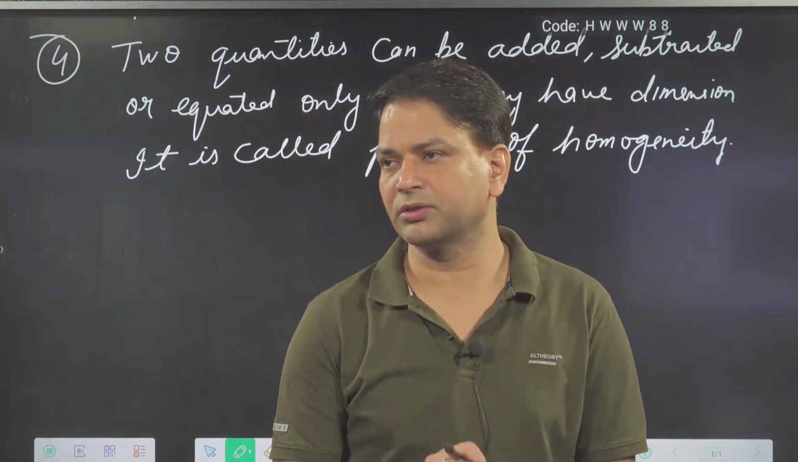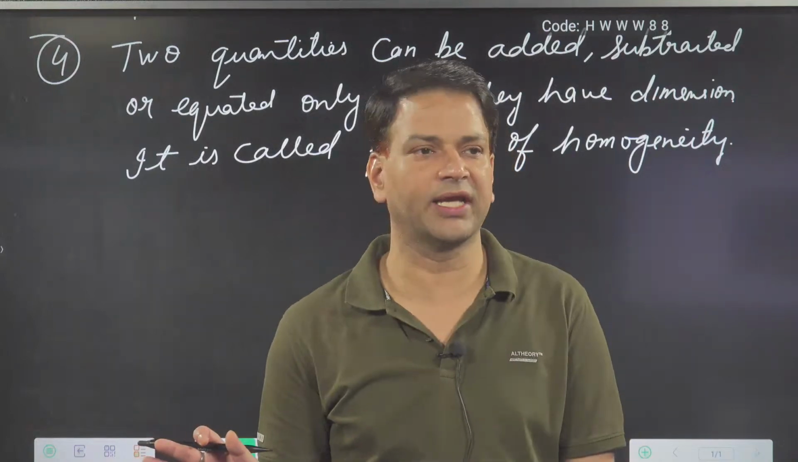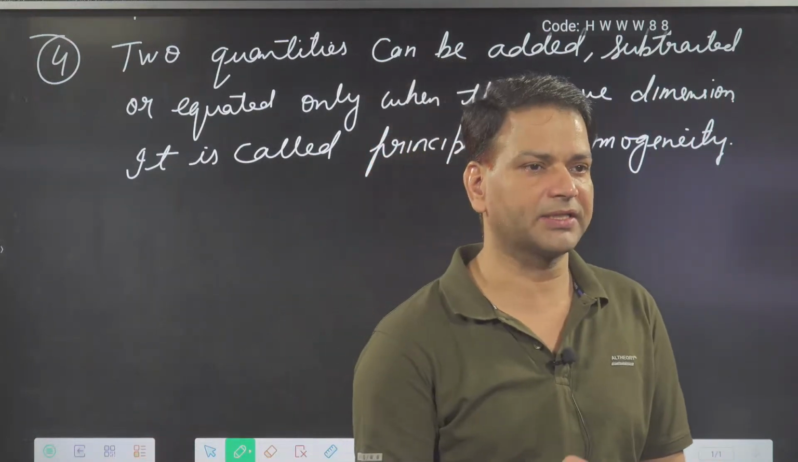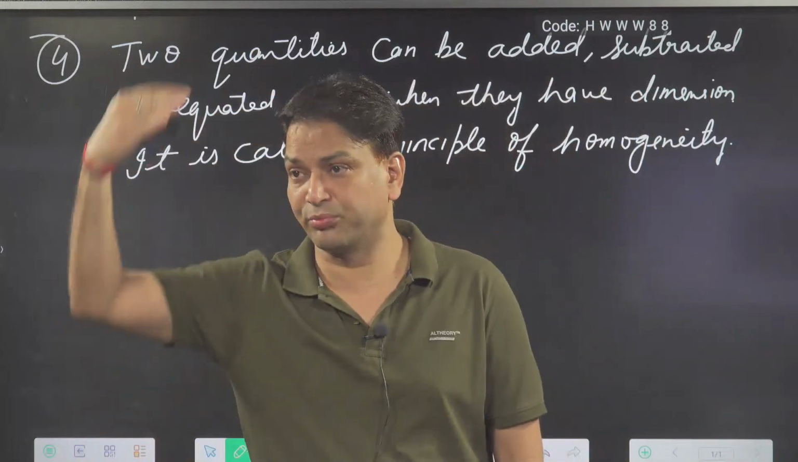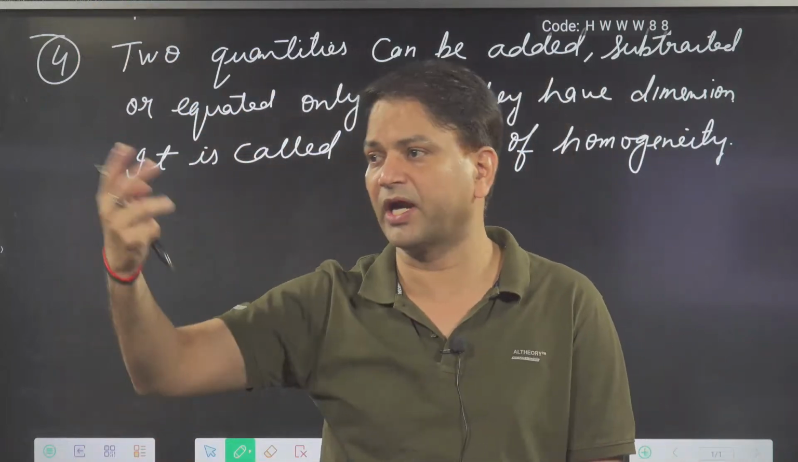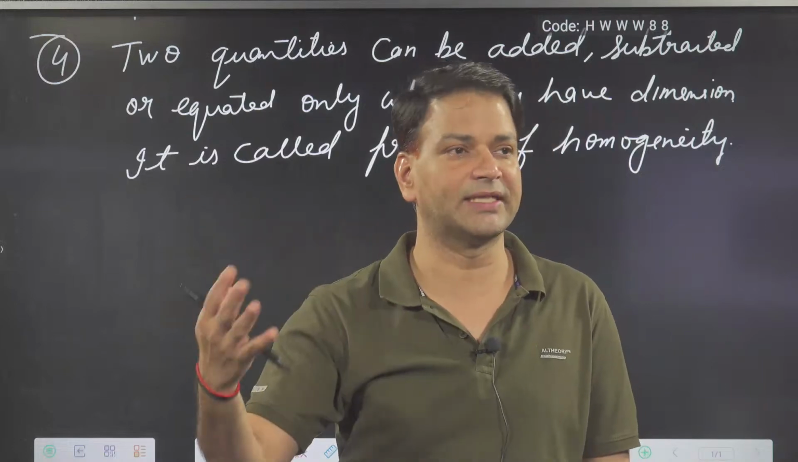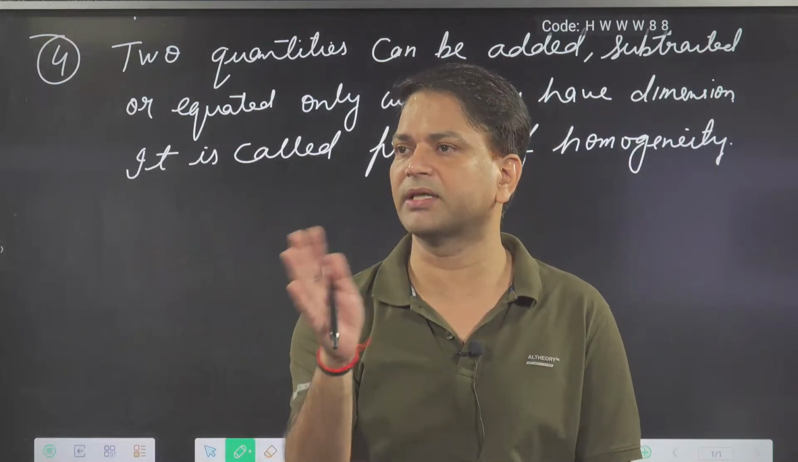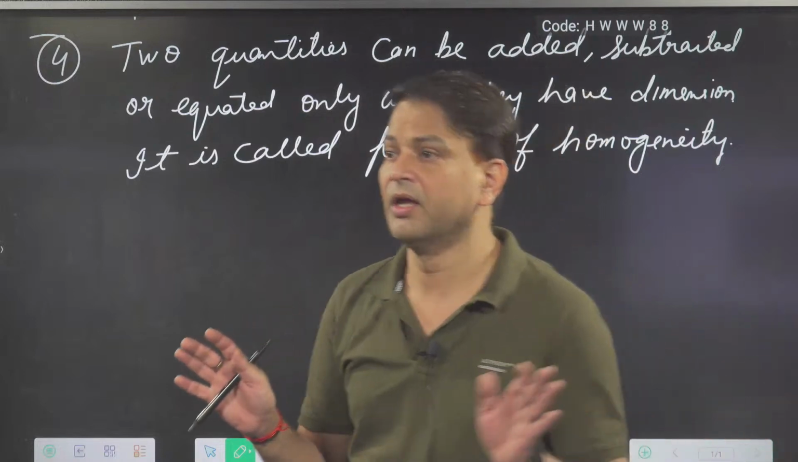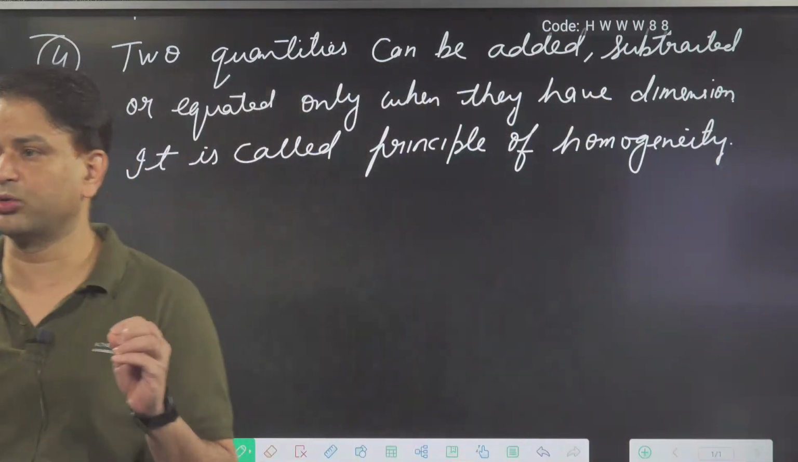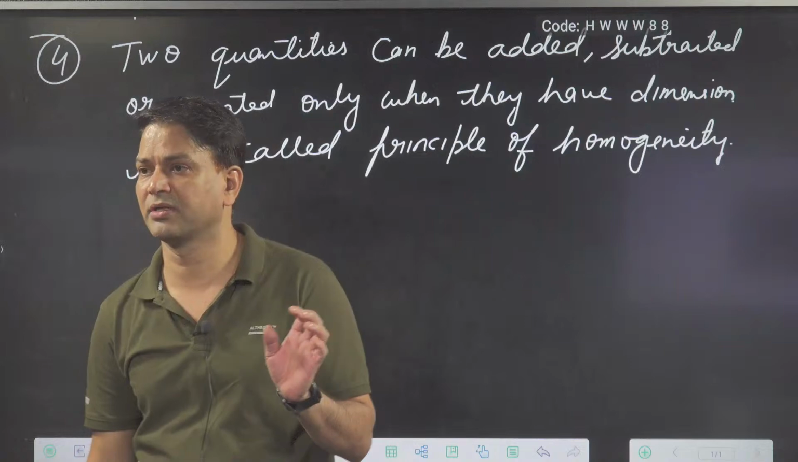Everybody got or not? So for division and multiplication, no condition is there. But for addition and subtraction, there is a condition: they should have the same dimension. Like kg meter per second: meter is different, time is different, we are dividing. Kg meter per second square, we are multiplying kg and meter. So multiplication and division we can do for any quantity, but addition and subtraction only when they have the same dimension.